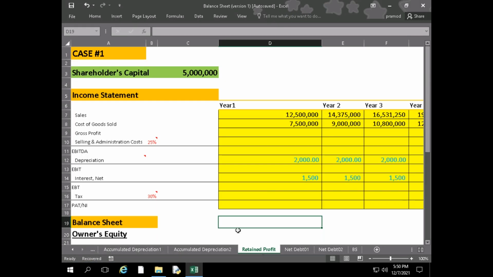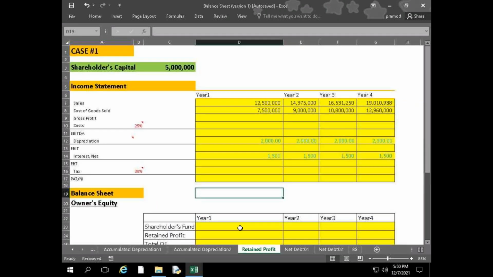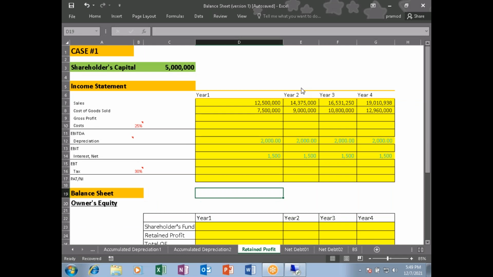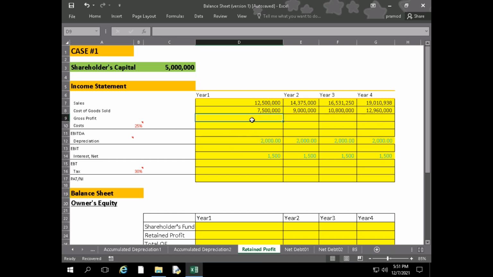So I hope you have completed that. So now we will do this retained earnings. So in the retained earnings, retained profit, I'll do only the first column of every year. You do everything. Okay. So now I have already given sales, COGS. You know how to do the gross profit. So gross profit equals sales, means revenue, minus COGS.